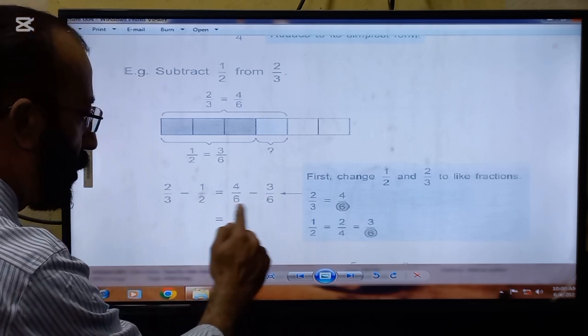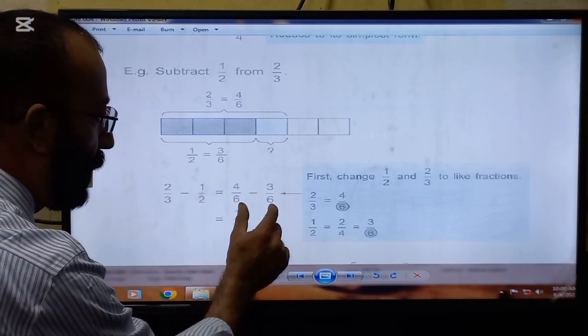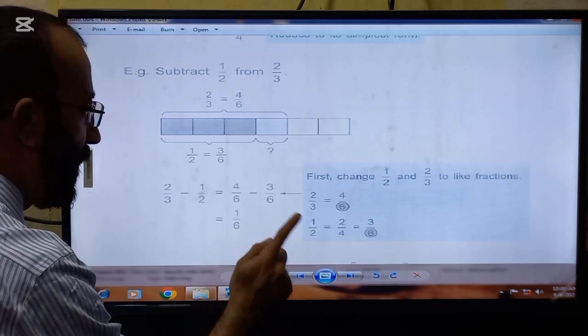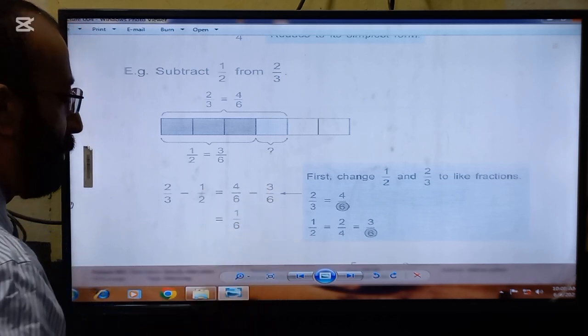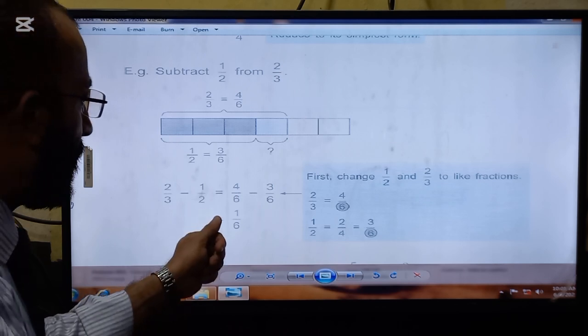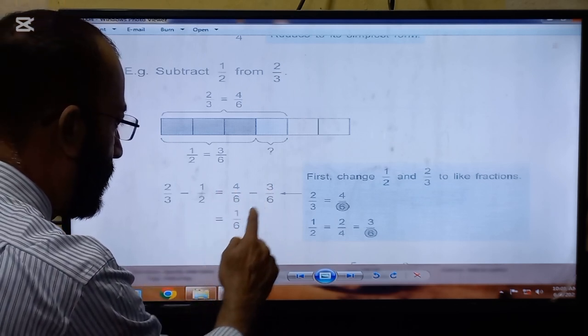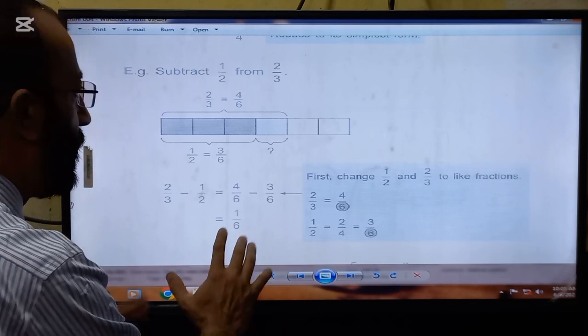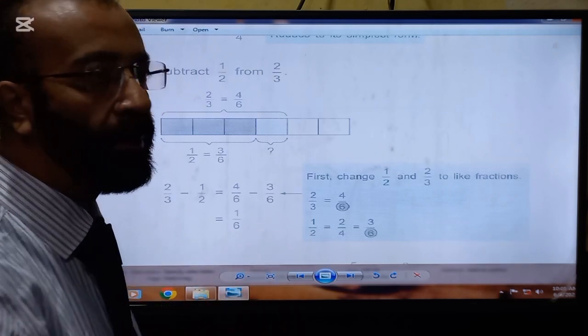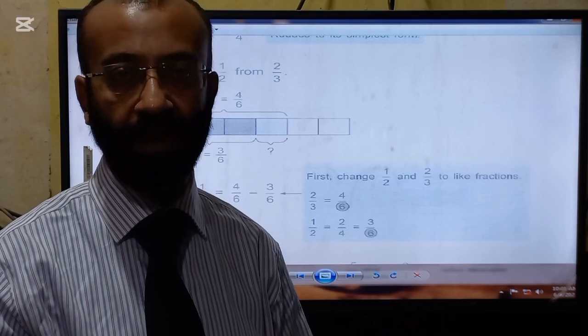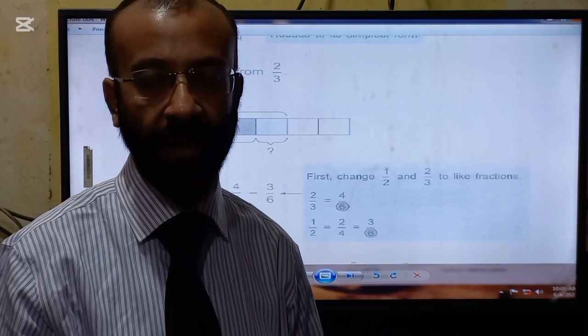So the denominators are same now. So one time the denominator will be written, and 4 minus 3 will be equal to 1. So 1 will be written in the numerator. So 1 by 6 is the answer. 4 minus 3, 1, and 6 will be written one time. So this is the first method. Now we will solve the same question through the LCM method. That is the second method.